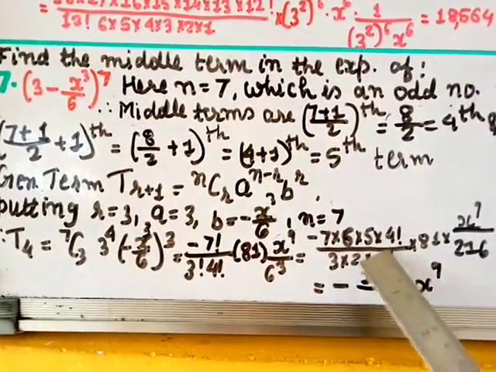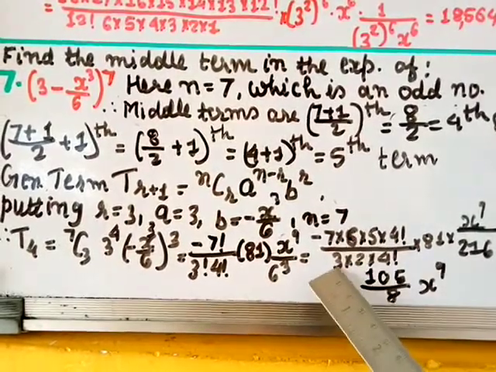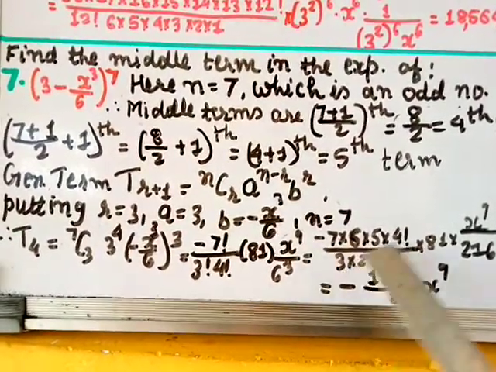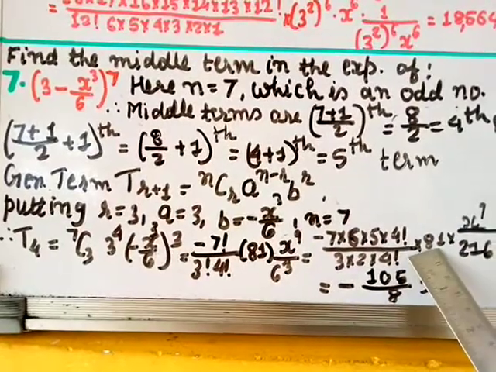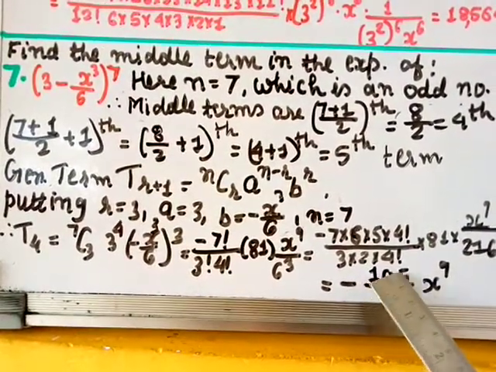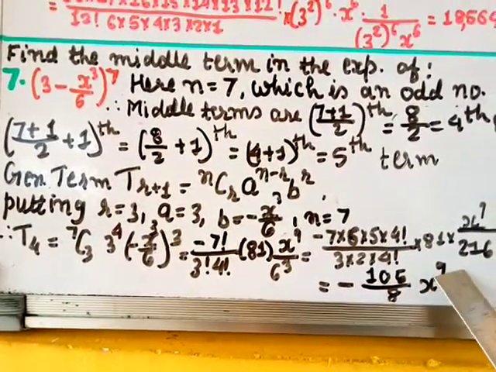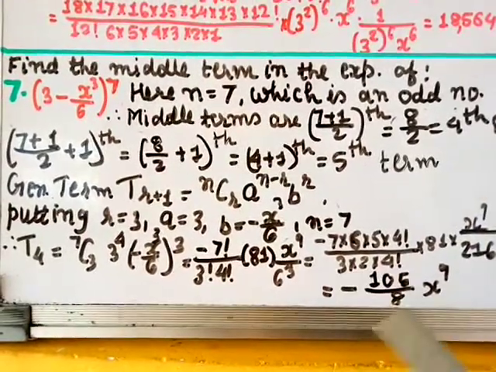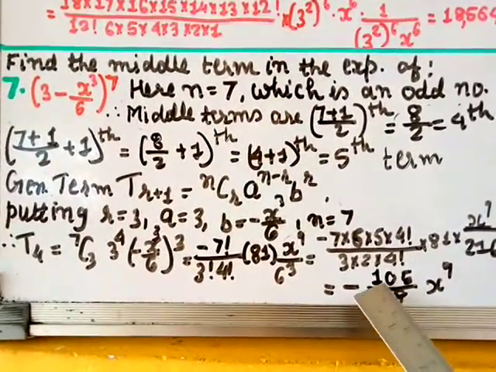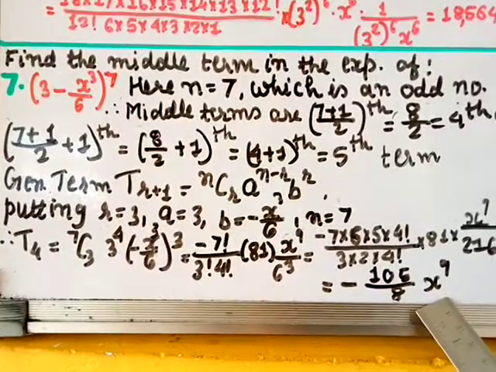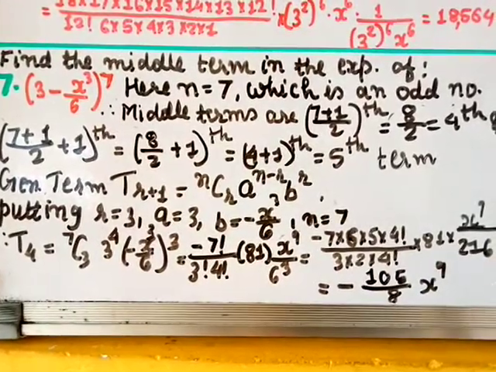Okay, so you cancel the 4 factorial, you can cancel 2 into 3 here, and when you simplify the value with this you get minus 105 divided by 8 x^9. When you simplify by cancelling, the final answer is minus 105 by 8 x^9. So this is the fourth term. Now you also have to find the fifth term.